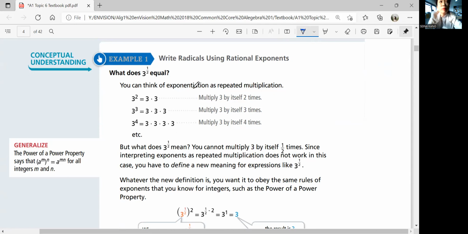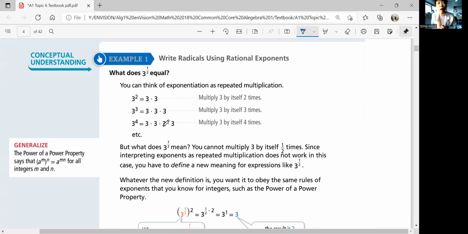You can think of exponentiation as repeated multiplication, right? So start with the basics. Let's think about what the power does. The power multiplies your base by itself that many times. So if your power is 2, multiply your base 3 by itself 2 times. So 3 times 3, and so on.